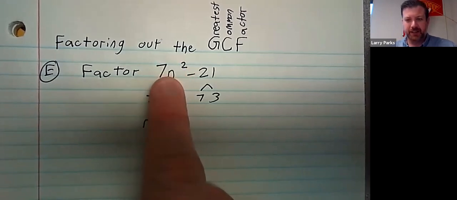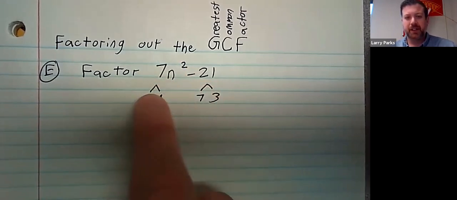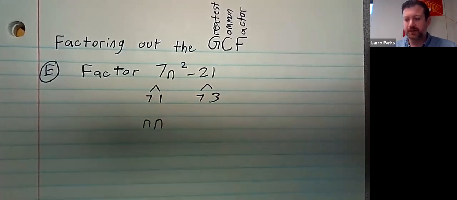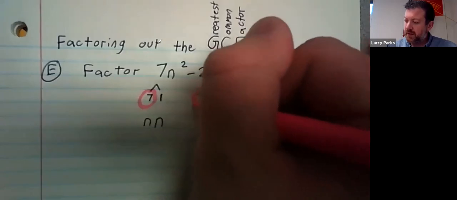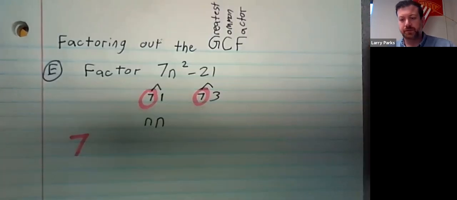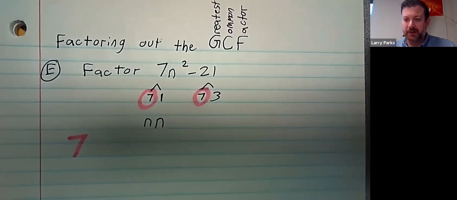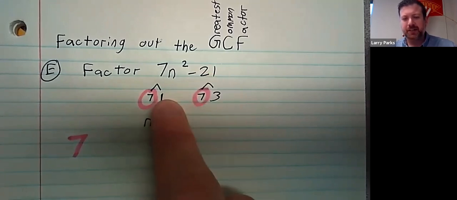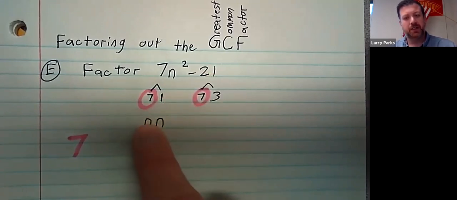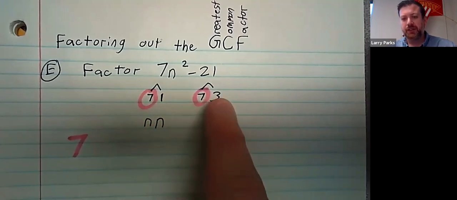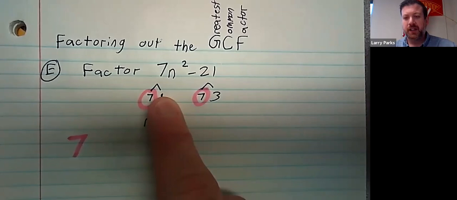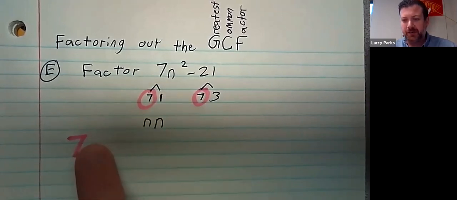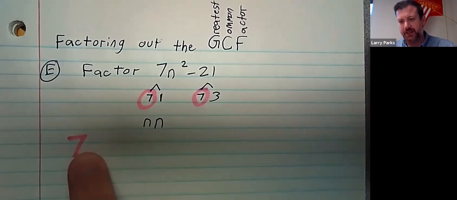So I have two terms. I have 7n squared, I have 21. And so I'm looking for things they have in common. In common, I notice they both have a 7. I look for more that they have in common. Technically, they will always have 1 in common because 1 divides into anything. So we ignore the 1. Do they have an n in common? No. Do they have a 3 in common? No. And so 7 is what they have as a common factor, and it's also the greatest common factor.